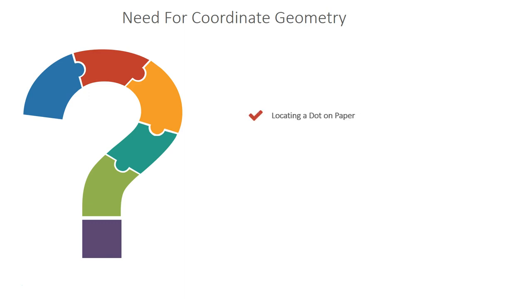So we'll first start to understand how we locate a dot on a paper if I don't have coordinate geometry, and then how we locate it with the help of coordinate geometry. And then we'll also talk about a seating plan example. And then we'll look into what caused coordinate geometry to come into existence.